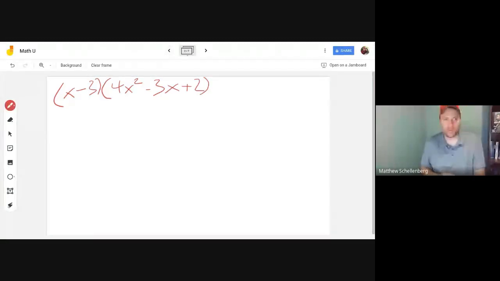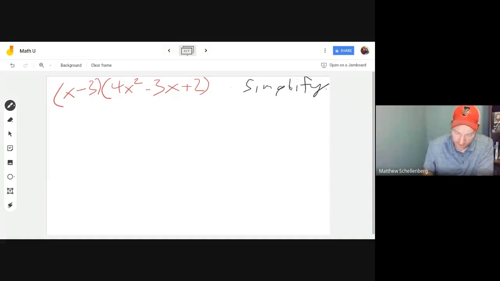Alrighty, Math 3, this is the preview for the quiz that is coming right up. So here you have an example of some terms that we want to multiply. And so the instructions are to simplify. I think the best way for us to do this is to make the box.